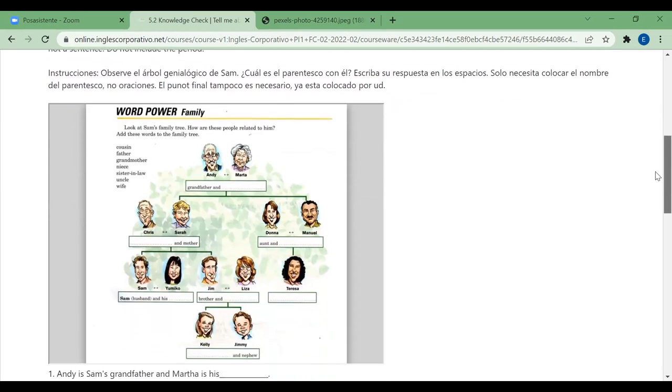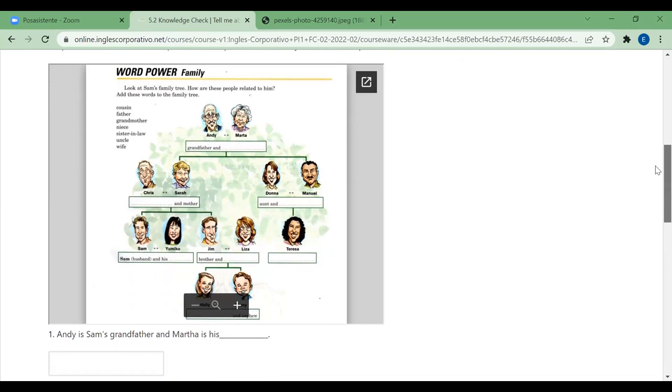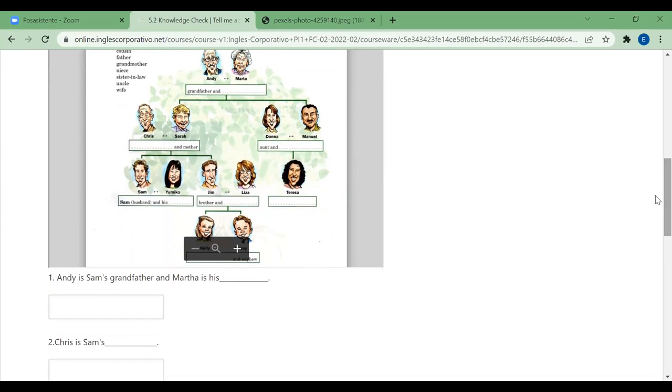Then let's go. This is Sam's family. We studied this family tree yesterday. So we have here the family members: cousin, father, grandmother, niece, sister-in-law, uncle, and wife. We completed this yesterday, but now we're going to complete the exercise here on the platform. So first question, Andy is Sam's grandfather and Marta is his? Grandmother. Okay, his grandmother. How do you spell grandmother?